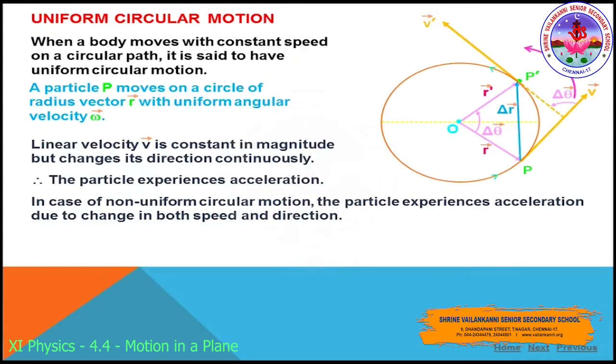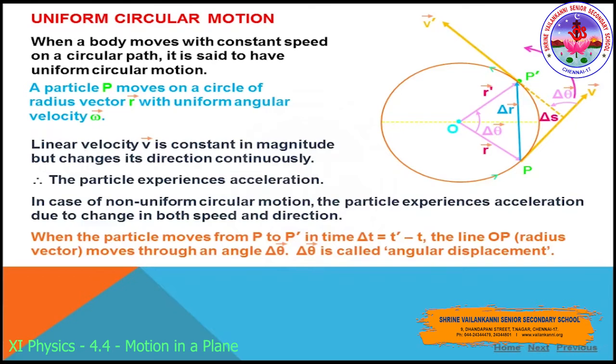Suppose a particle starts from position P, and the particle covers the distance of Δs. The angle of revolution that we have taken, Δθ, is the angular displacement of the particle. If r is the radius of the circle, we can say Δθ is equal to Δs by r.